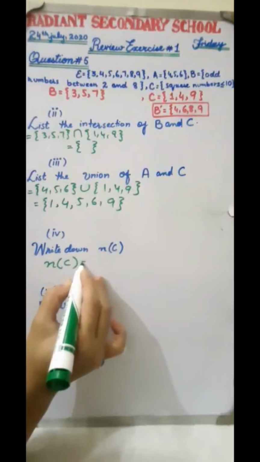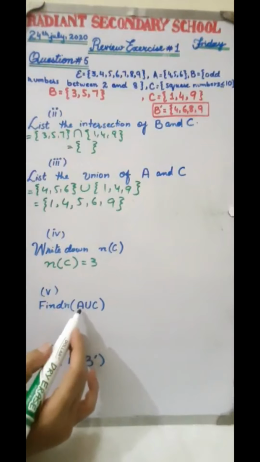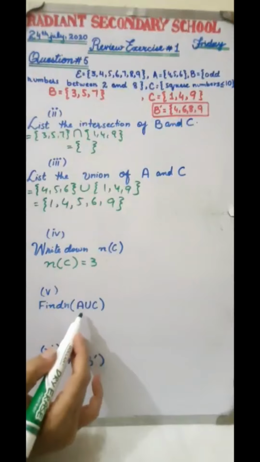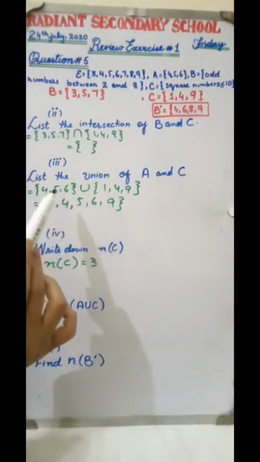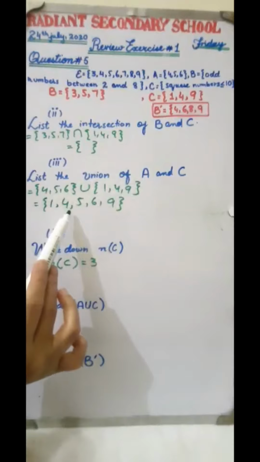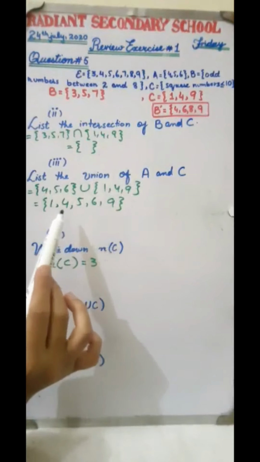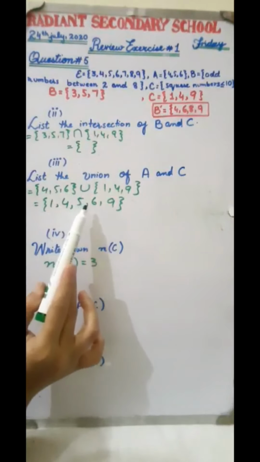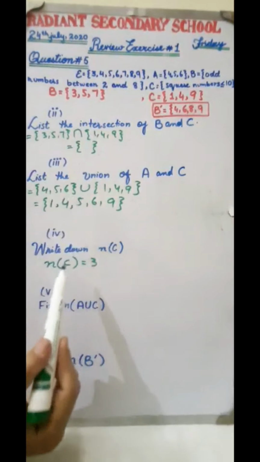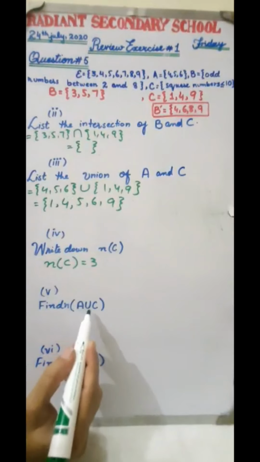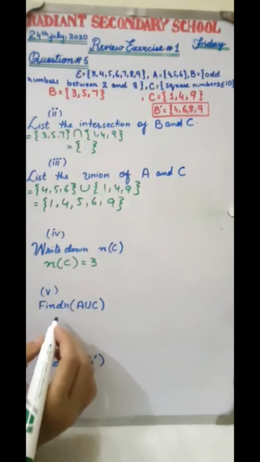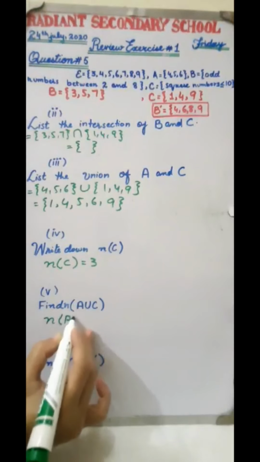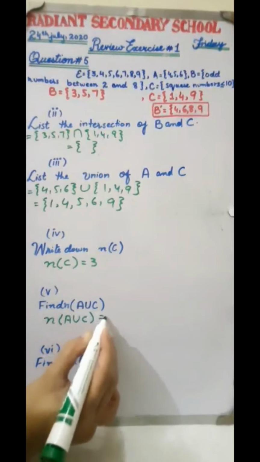Come on, part 5. Find the number of elements present in the answer of A union C. We have found A union C here, that one, that was the answer. Count the elements present in A union C: 1, 2, 3, 4, 5. 5 elements are present in A union C. So you can write like this: number of elements in A union C are 5.